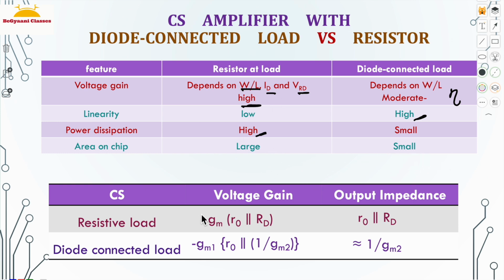Also, the voltage gain of resistive load is minus gm ro parallel RD, while in diode connected load it is minus gm1 ro parallel 1 upon gm2, for small eta. Here we should write for small eta. And the output resistance of resistive load is ro parallel RD or approximately RD, and for the diode connected load it is 1 upon gm2. Diode connected load has lower output impedance in comparison to resistive load. So this is all about the diode connected load common source amplifier.